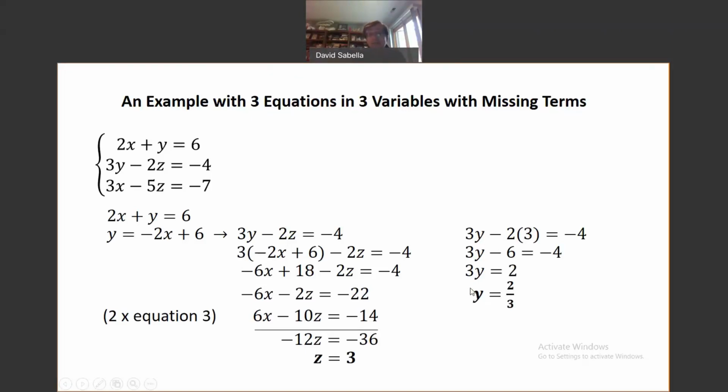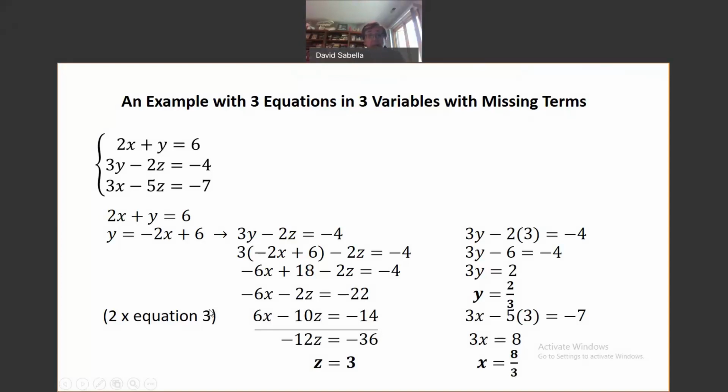What I then did to find my x value is I took z equals 3 and plugged it into the third equation to find x. So I've got 3x minus 5 times 3 equals negative 7. See, I took the 3 and plugged it in for z. So that's 3x minus 15. When I add 15 to both sides, I get 3x equals 8, 15 minus 7. And my x value is x equals 8/3, giving me a solution.